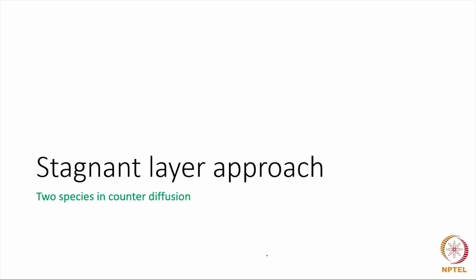So the stagnant layer approach is as follows. In a domain, we have two species that are diffusing in opposite directions. In such a situation, will Fick's law be valid? And how would the diffusion profile look? And how do we evaluate the flux of the species? These will be taken up under this section.